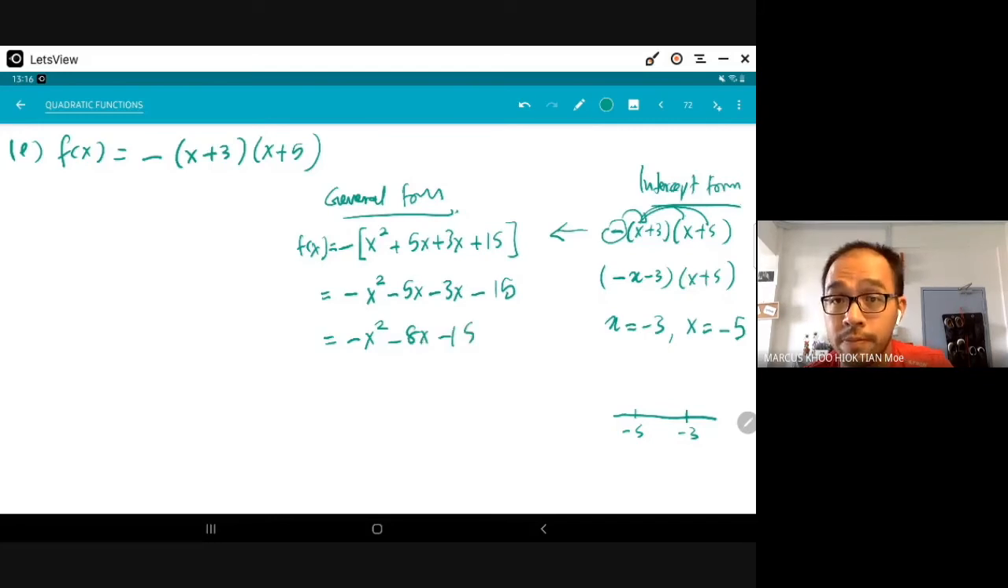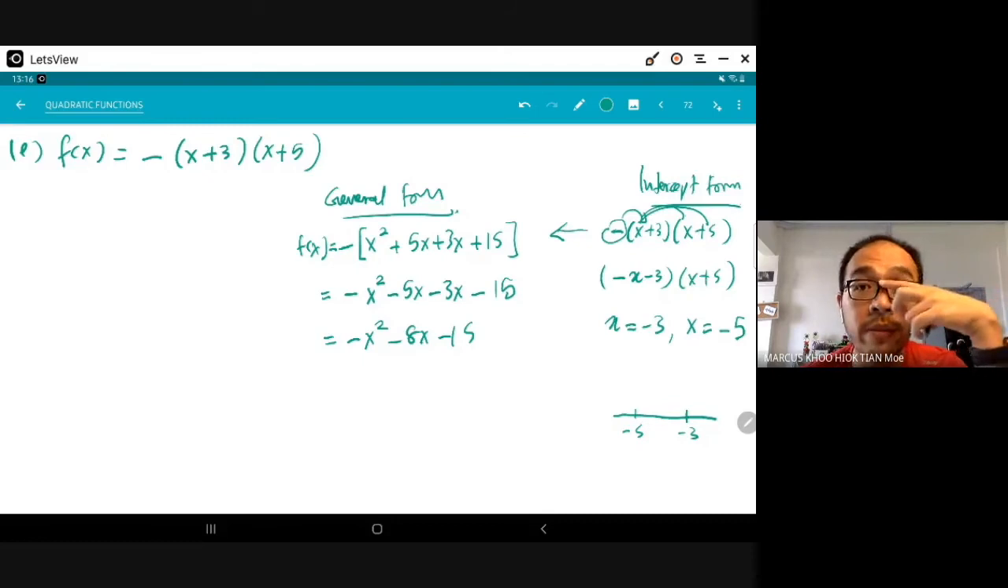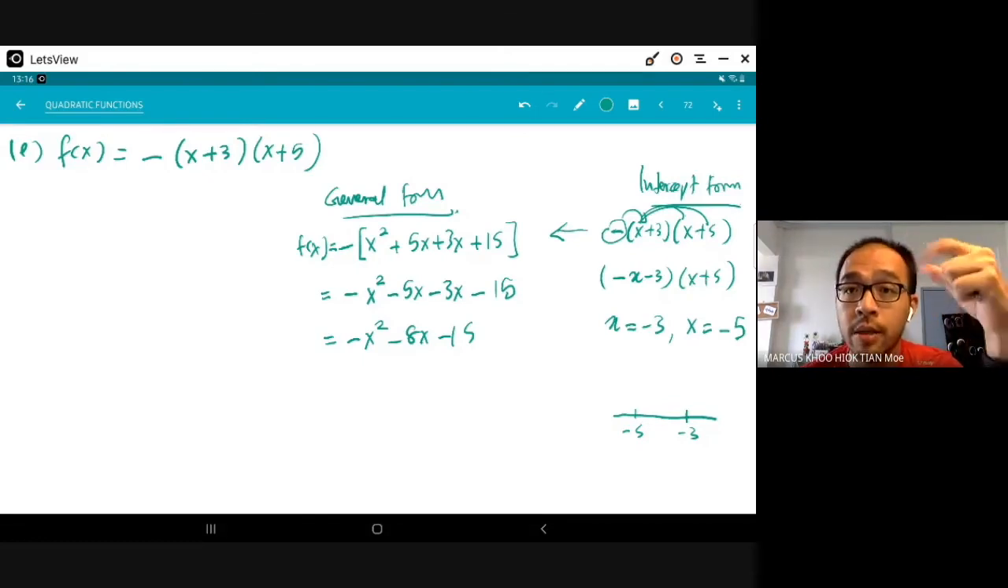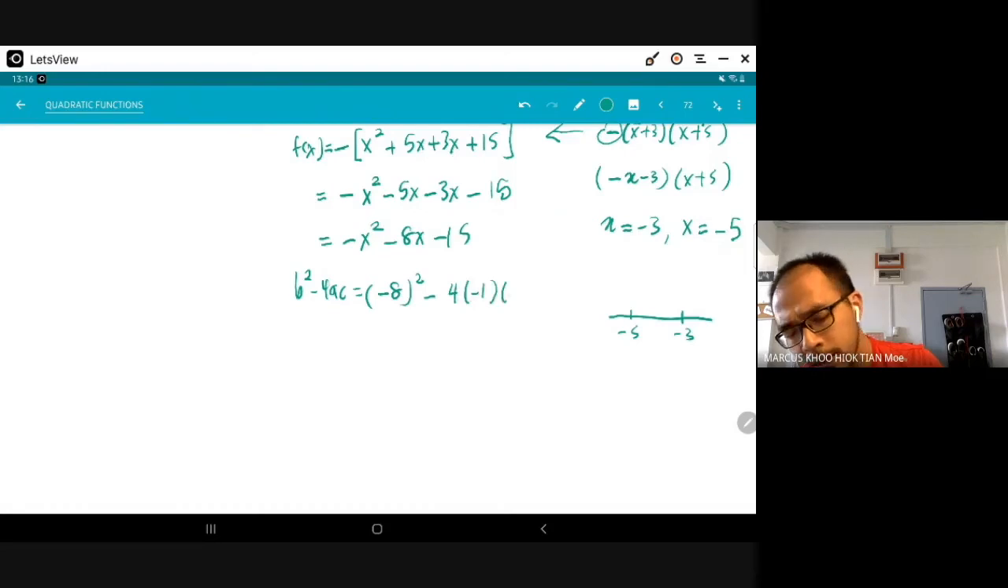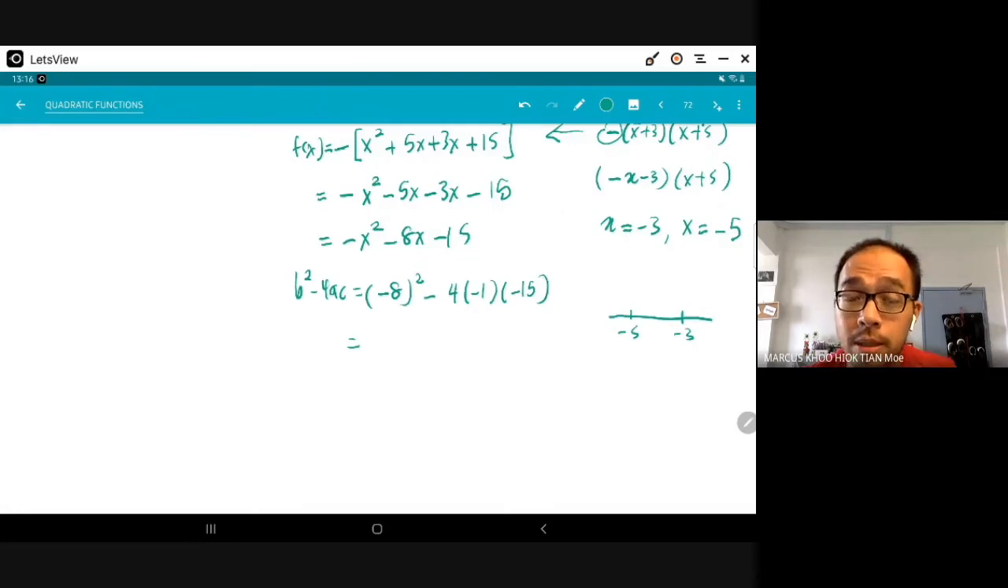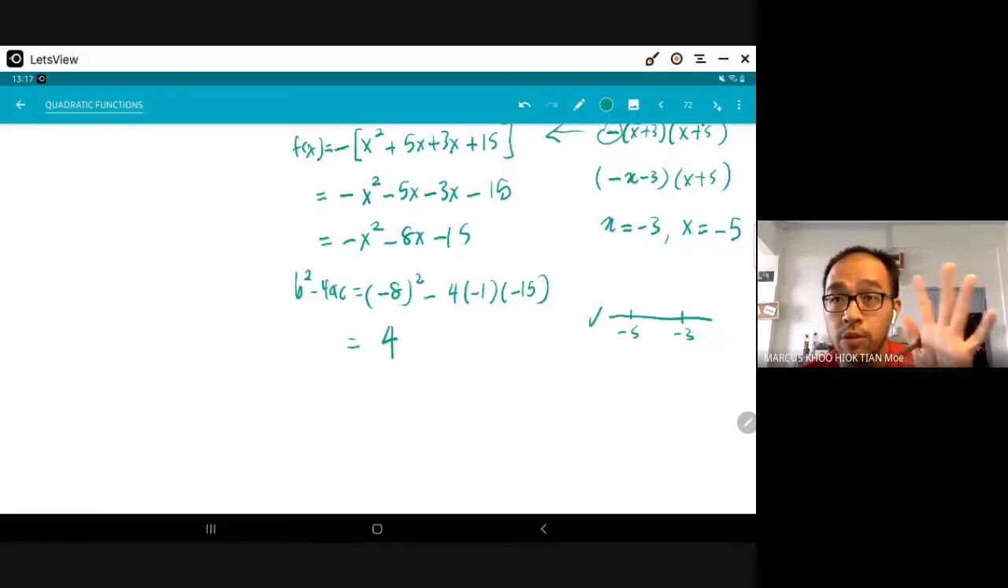Now that is the general form. General form tells us two pieces of information: b squared minus 4ac and the y-intercept. Calculate the b squared minus 4ac please. Negative 8 all squared, minus 4 times negative 1 times negative 15. Can somebody calculate this one for me, please? Liana says 4. Okay, answer is 4. Good. 4 means yes, there are indeed two places. So that is proven.